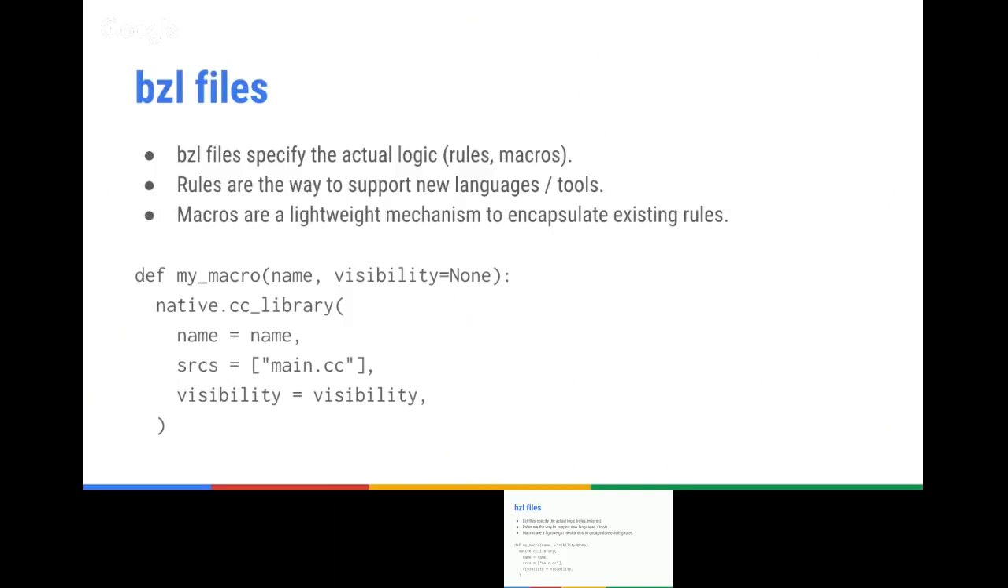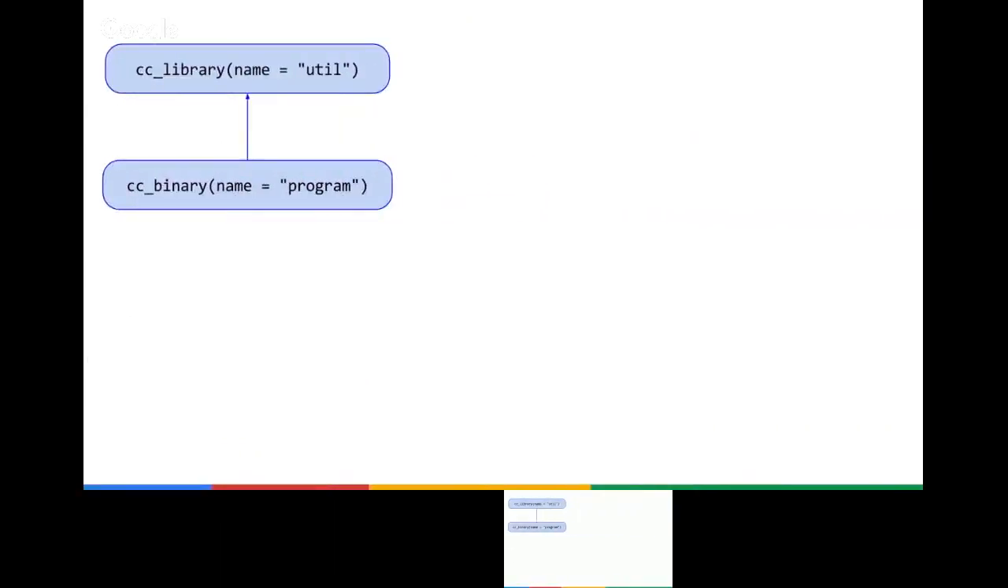Just an example of a macro, in the documentation. So rules work by... here we have a simple build file. Just imagine that the library and binary have some sources and some other attributes.